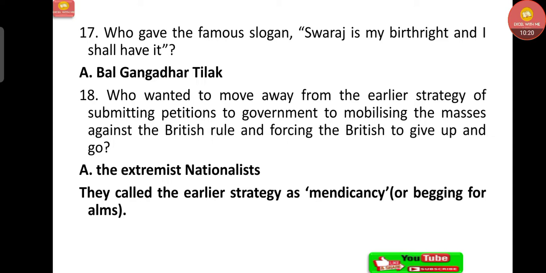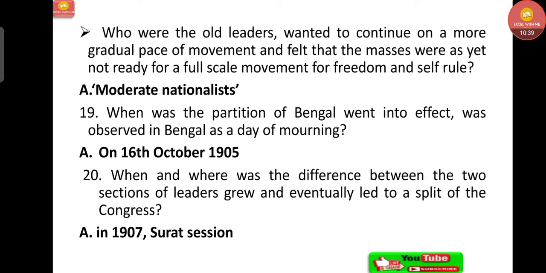Who wanted to move away from the earlier strategy of submitting petitions to the government to mobilizing the masses against British rule and forcing the British to give up and go? They were the extremist nationalists. They called the earlier strategy mendicancy, or begging for alms.